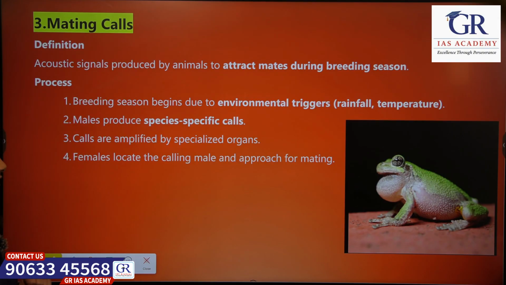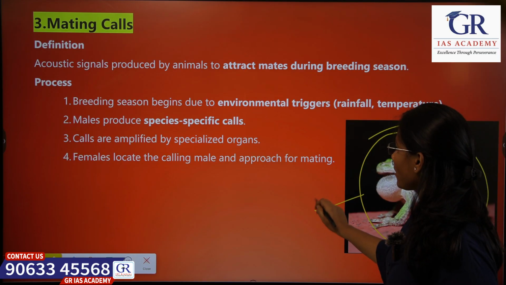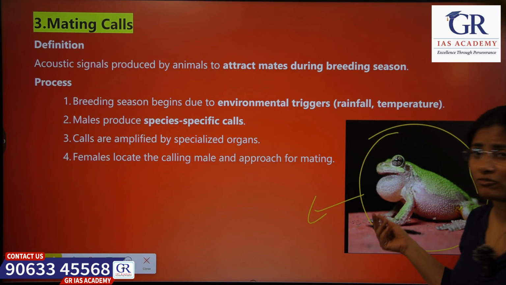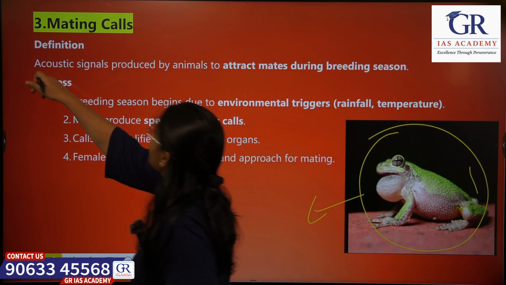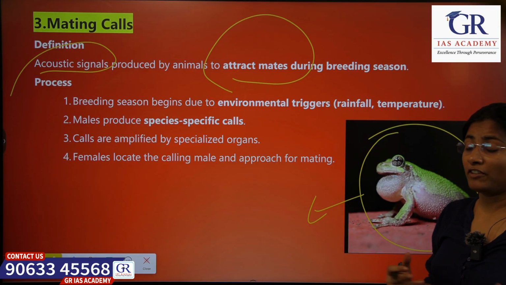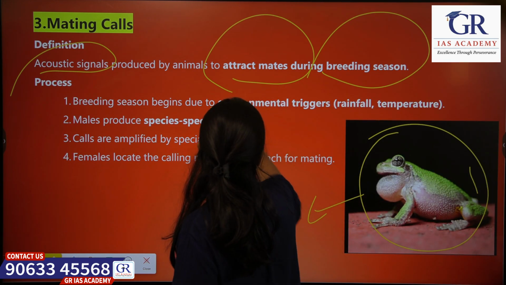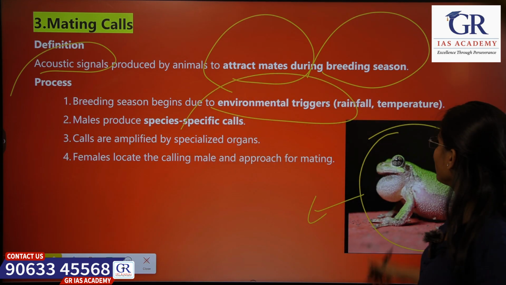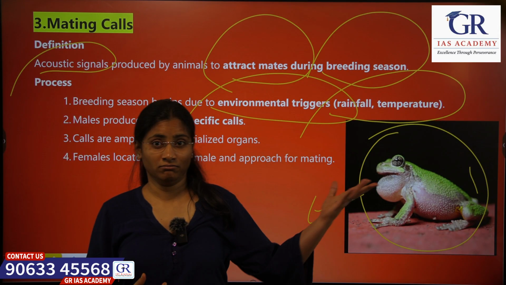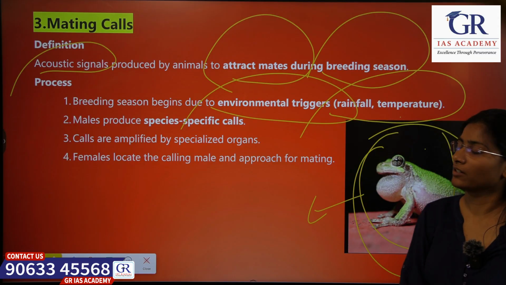And what about mating calls? If you see here, the frog uses some sounds to attract females. Those sounds are nothing but acoustic signals. Why do they produce them? To attract female mates. When do they produce them? During the breeding season or mating season. Why does it start? Due to triggers like rainfall and temperature. If you see, whenever rain occurs, you will hear frogs, right? So that is the trigger for frogs, okay?